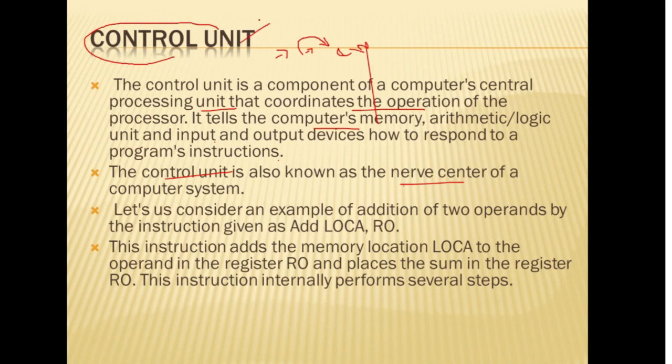This unit decides what operation is performed by which particular unit. For example, if you give the instruction add 1 plus 2, it means you need to add these two numbers. Then the control unit alerts the arithmetic and logic unit to do the operation, and after the function of the arithmetic and logic unit, the output is sent to the output device, that is the monitor, to display the output for the user.